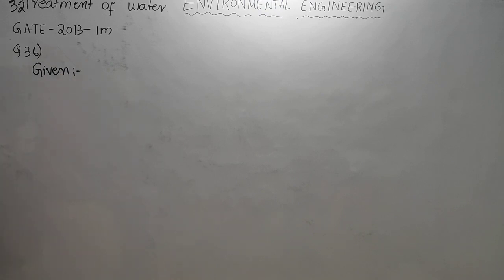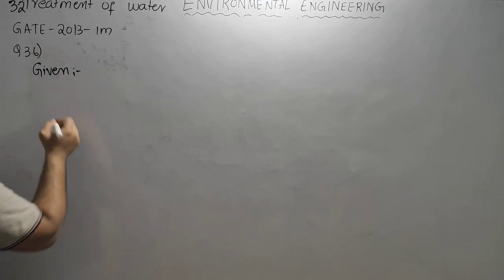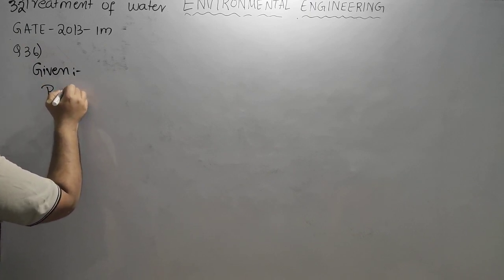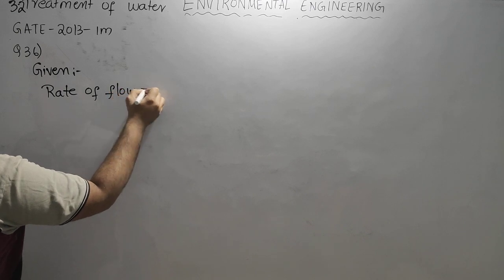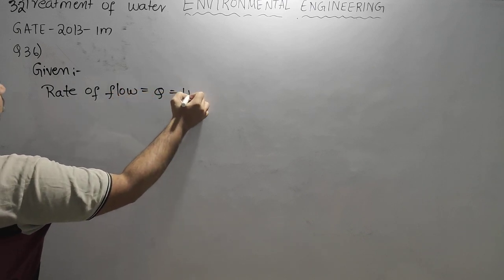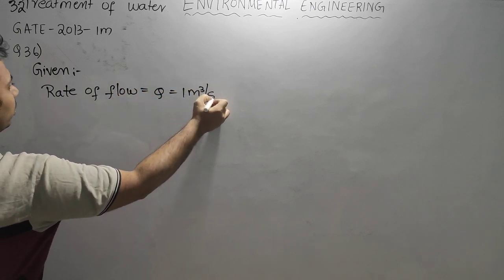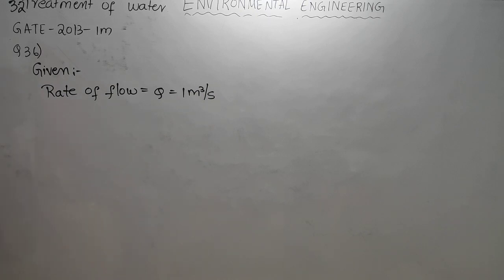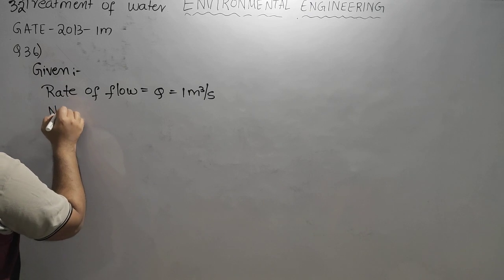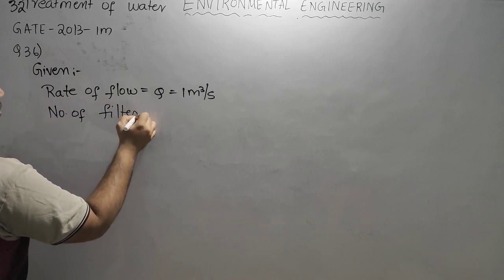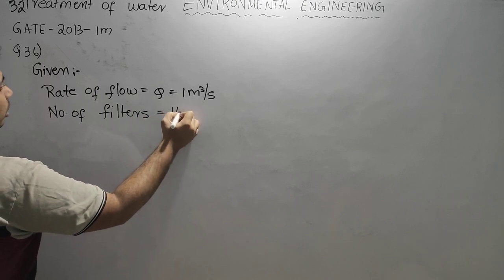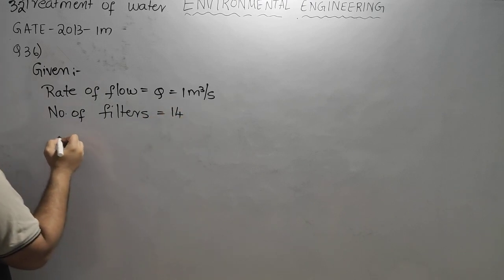So here the water treatment plant having a discharge is nothing but rate of flow. So rate of flow, that is equal to Q, 1 meter cube per second. Okay, this is the rate of flow given, and having number of filters. How many number of filters are there? Number of filters, 14. Okay, number of filters are 14.